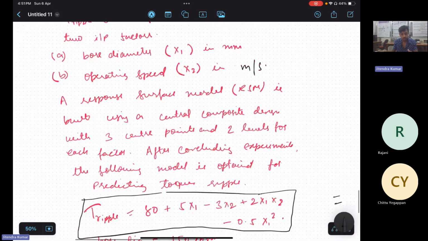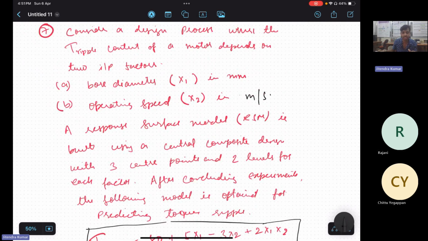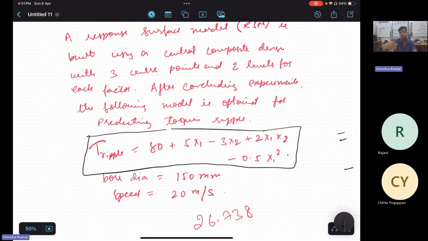So basically, this problem is to illustrate the use of RSM-based models: you get your output in terms of an equation based on certain factors, and depending on this equation, it will not take much time to evaluate the value. Let's suppose you want to get a torque ripple lower than 26.738. Then what factors will you have to tweak? You get that idea easily, and that's how optimization and metamodels play a very important role.